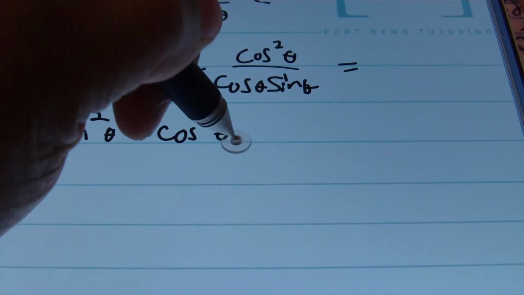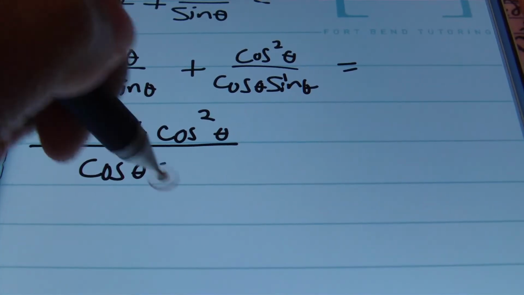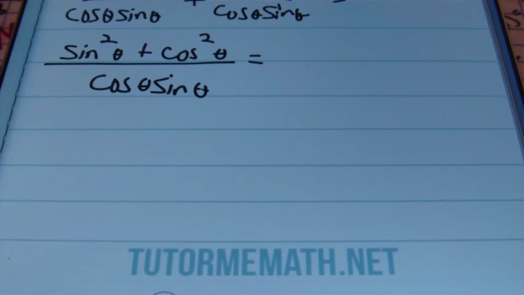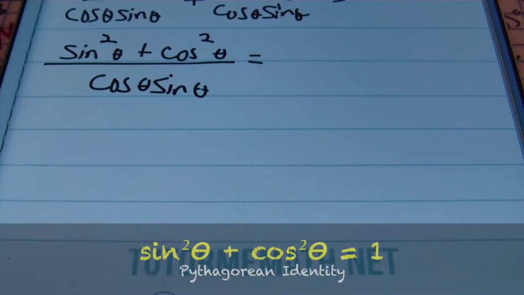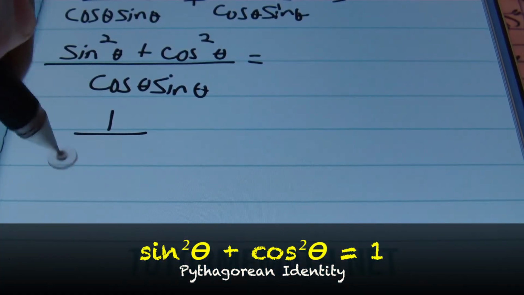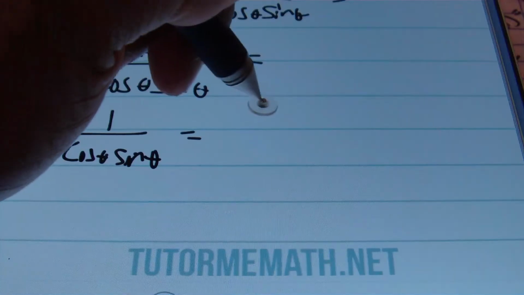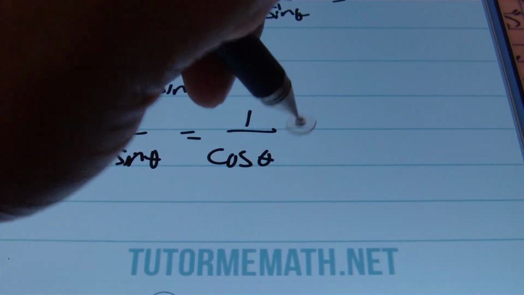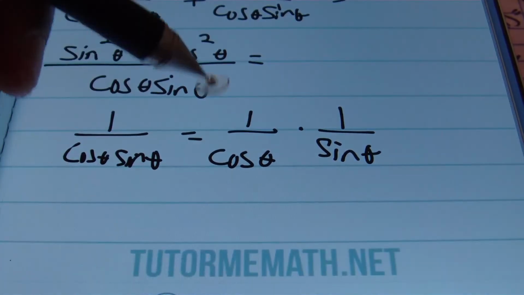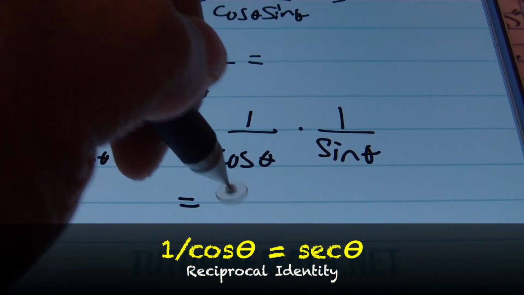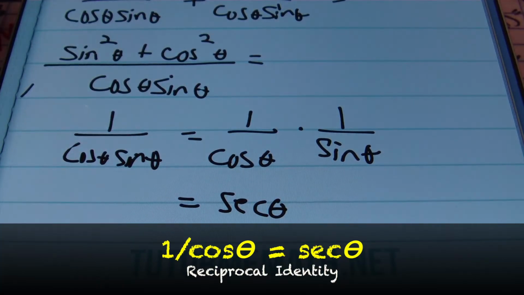All of this is going to be over your common denominator of cosine theta sine theta. That's what we have thus far. Now, once again, utilizing the Pythagorean identities from trigonometry, I know that sine squared theta plus cosine squared theta equals 1. So this is rewritten now as 1 over the denominator, which is cosine theta sine theta. And if I were to expand this ratio into 1 over cosine theta times 1 over sine theta, we should know that 1 over cosine theta is equivalent to secant theta, because secant theta is the reciprocal of cosine theta. And 1 over sine theta is equivalent to cosecant theta.